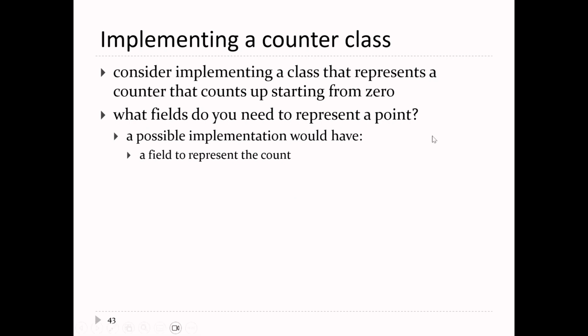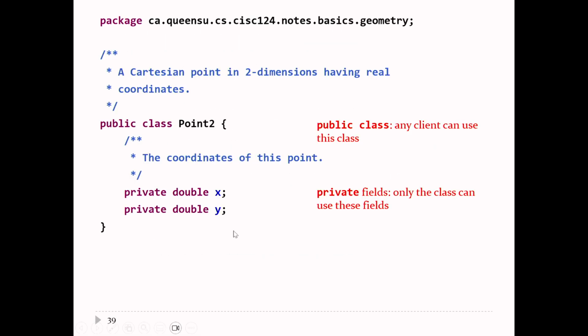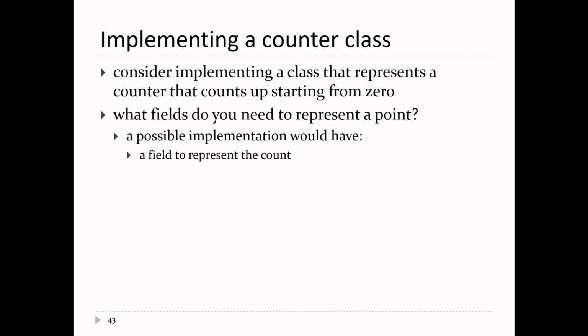Okay, so we've got point2. There's our point2 class. It's got some variables in it. We don't have any constructors yet. We don't have any methods yet, but we'll add those in a minute.